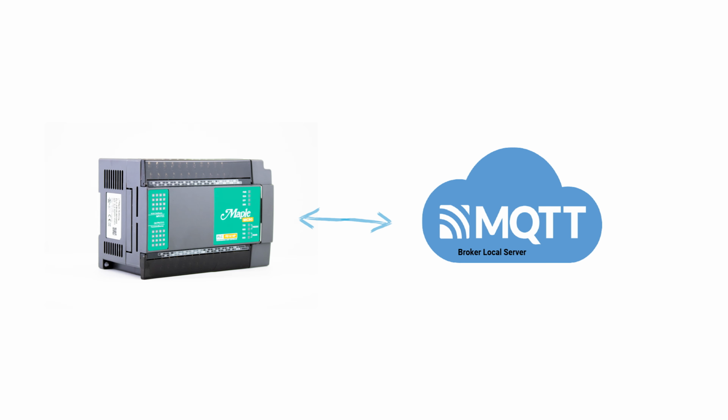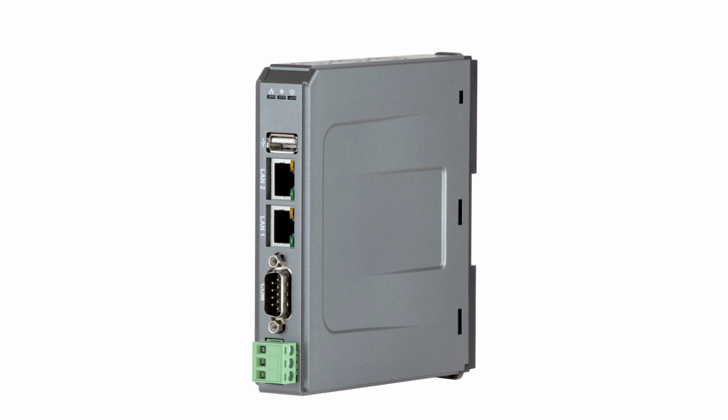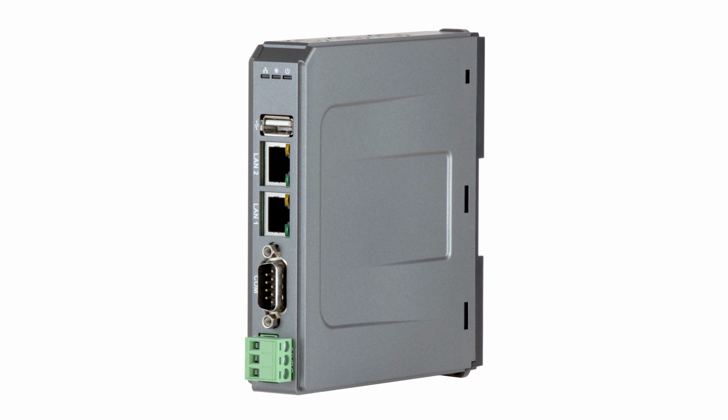You have a Maple Systems PLC and an MQTT broker server, and you need them to communicate with each other. In this video, we will walk you through how to connect a Maple Systems PLC and an MQTT broker, which in this case will be a local Mosquitto server, as well as configuring MQTT in EB Pro and using a Maple Systems IIoT communication gateway.